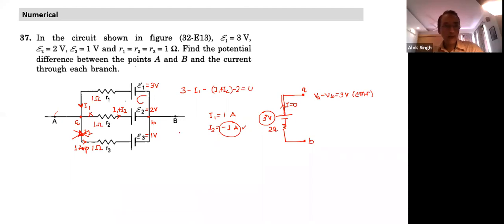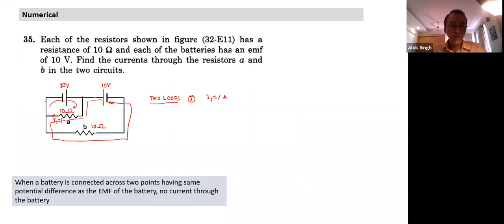Let's look at the previous case also. See, this battery is connected between 2 terminals, and I can take the internal resistance also. What is the potential difference between these 2 points? This whole arrangement is connected between point A and B. What is the potential difference between A and B? It's already 10. No current will flow through the battery. So here also the current through the battery is 0. So when a battery is connected across 2 points having the same potential difference as the EMF of the battery, the current through the battery is 0. Does it make logical sense?